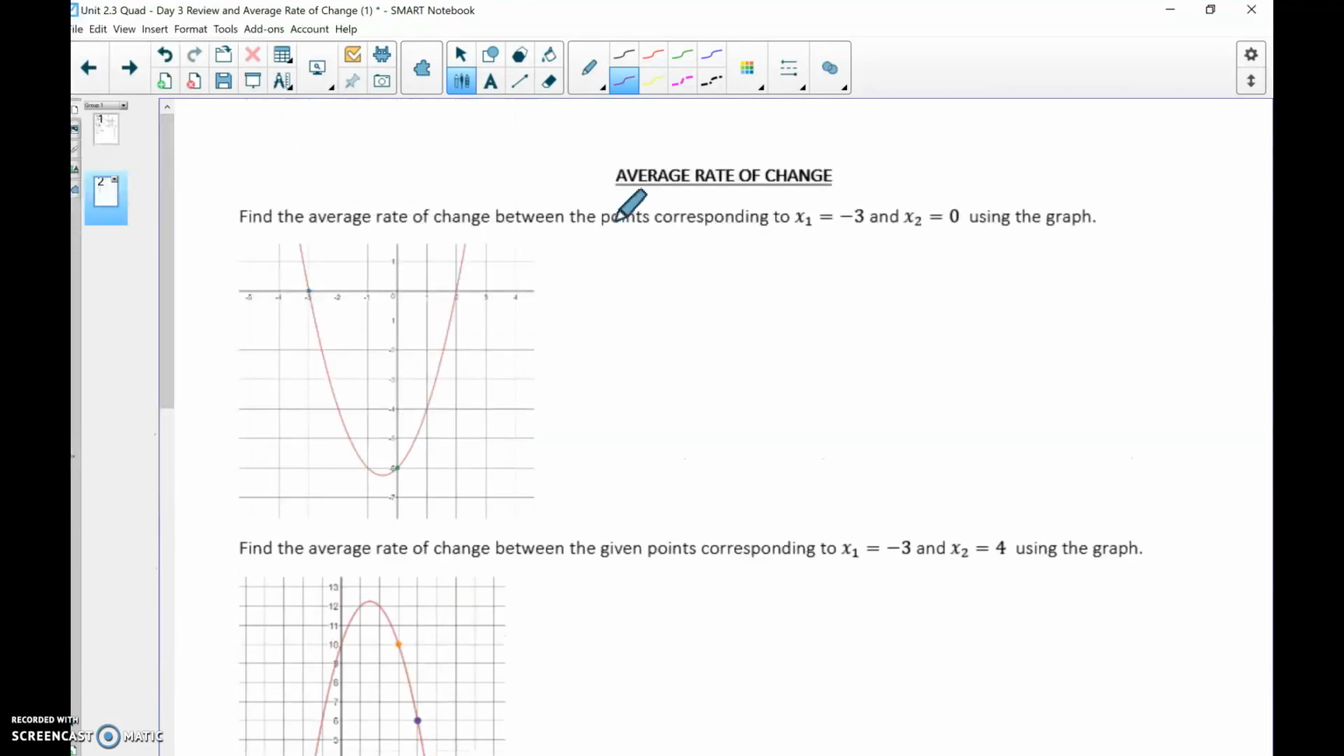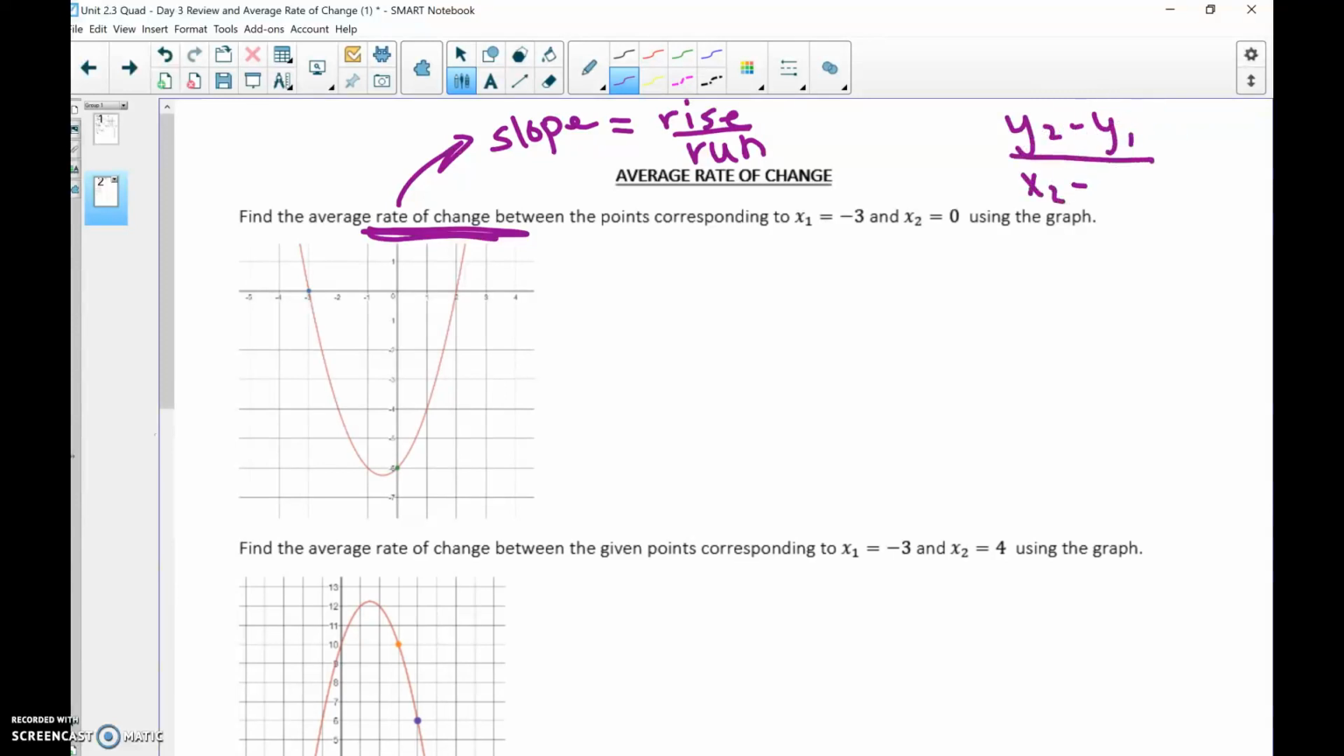Alright, so first of all, something you need to know about this is that average rate of change is really just a fancy word for slope. And if you remember from when you learned slope, slope is rise over run. Now when I have a graph, that's awesome to have. If I don't have a graph, I can always use this formula, which we'll get to towards the bottom, but since I have a lovely graph here, I don't have to worry about that.